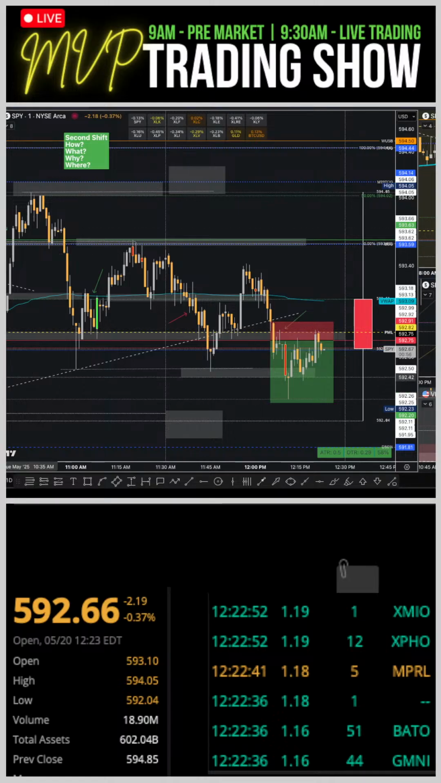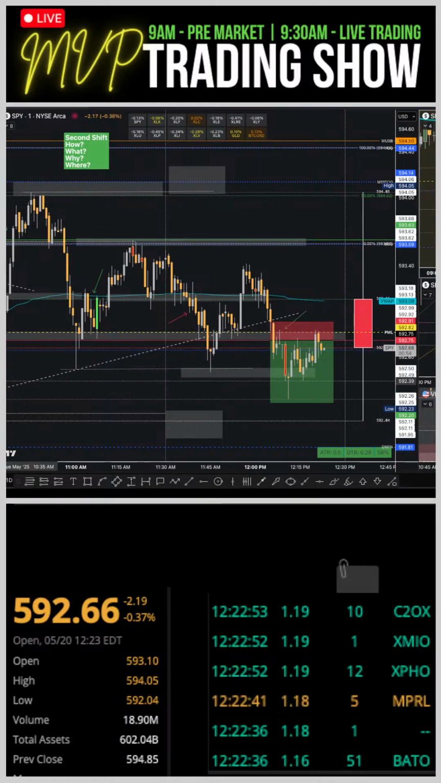Not the easiest conditions to trade, guys. But again, if there are any levels we can count on during these conditions, it's the key levels.